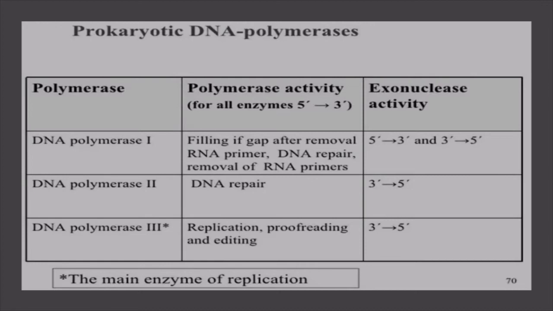DNA polymerase 1 is involved in filling the gaps after removal of RNA primer, DNA repair and removal of RNA primers. It has an exonuclease activity from 5' to 3' direction and 3' to 5' direction. DNA polymerase 2 is involved in DNA repair and has an exonuclease activity from 3' to 5' direction. While DNA polymerase 3 is the main enzyme of replication. It is involved in replication, proofreading and editing. It has an exonuclease activity from 3' direction to 5' direction.